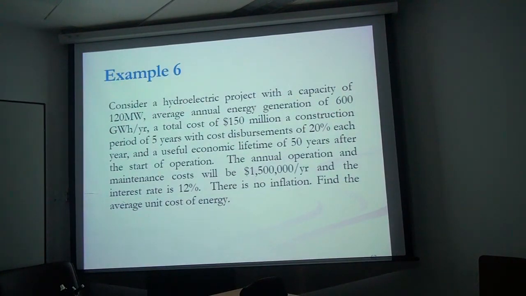So is there any capital cost here, the original cost that I need to calculate? The original cost of this is $150 million, but because of disbursement, there is a construction time here, 5 years, because we say that the construction period is 5 years and the cost disbursement is 20%. This means that of the $150 million, we are spending $30 million each year. But then there will be interest during construction. After that, the operation of that project will start.